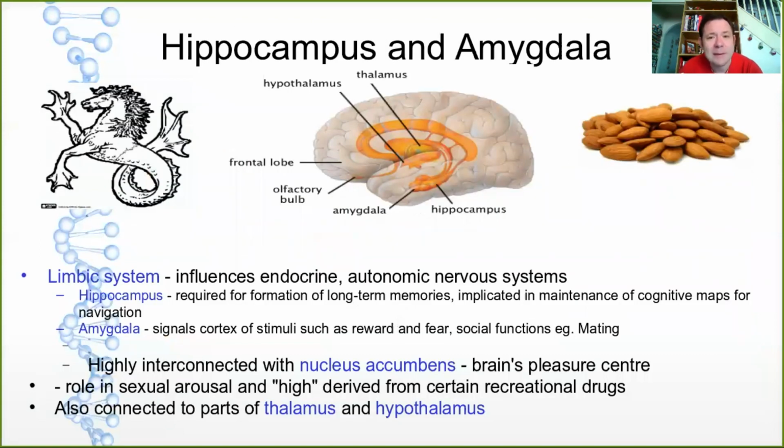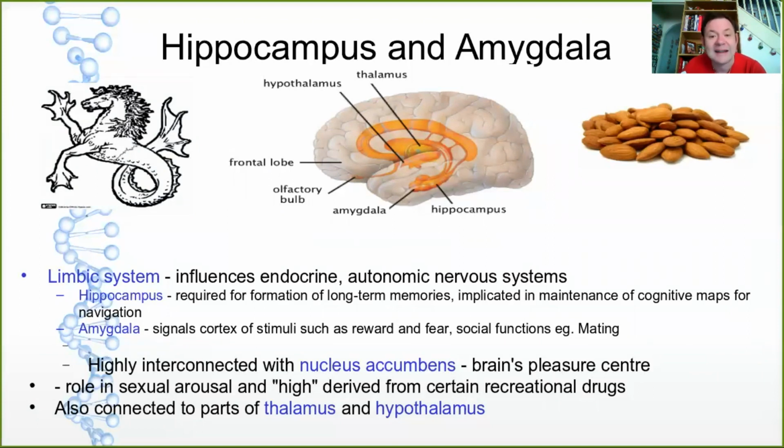Now let's talk about the hippocampus and the amygdala. So the hippocampus is Greek. It means seahorse. For people looking at the visual of this, you'll see it looks a little bit like a seahorse in the middle of the brain. I think it looks more like a big snake in the middle of the brain, actually, but hey, it's the hippocampus, seahorse.